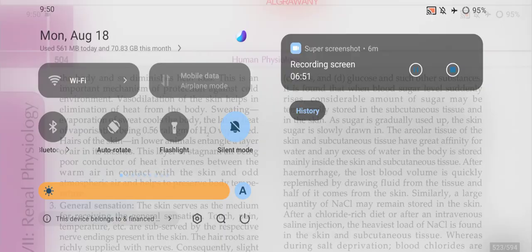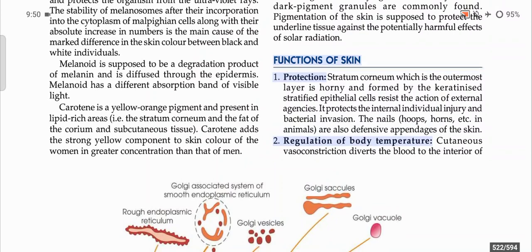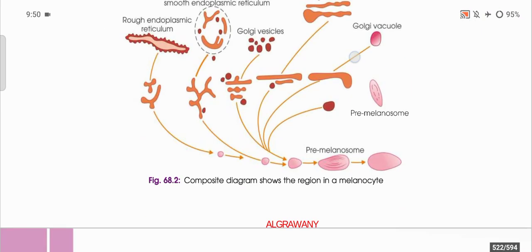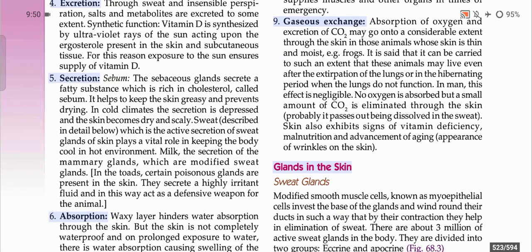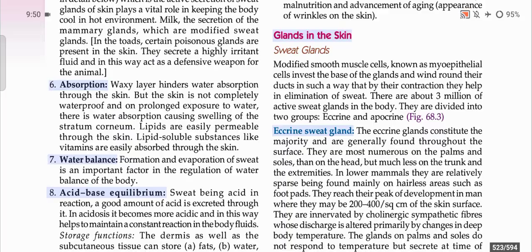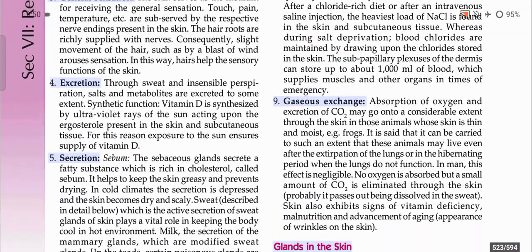If we summarize a bit, the functions of skin are protection, regulation of body temperature, general sensation, excretion, secretion, absorption, water balance, acid base equilibrium, and gaseous exchange.